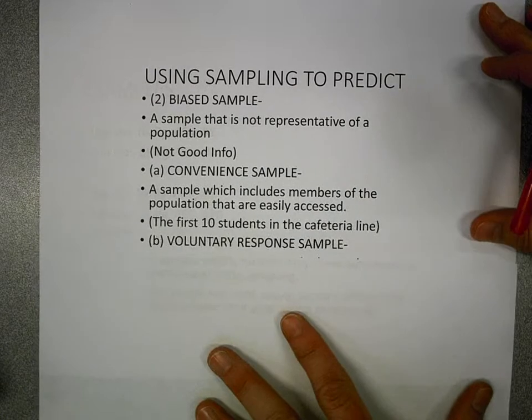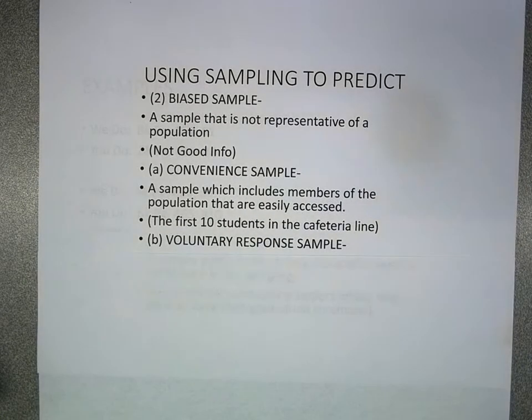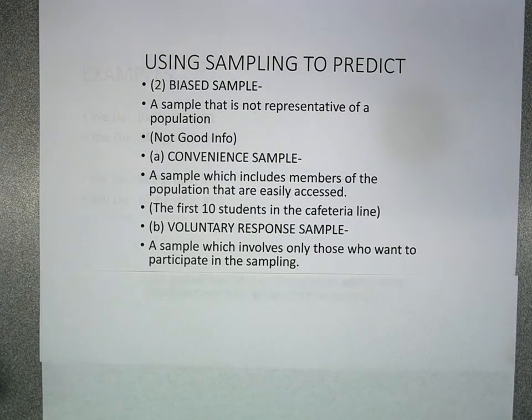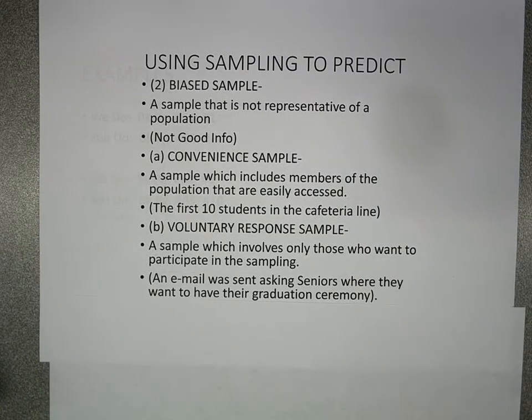The next one, a voluntary response sample. Everyone, voluntary response sample. All right. This is a sample which involves only those who want to participate in the sampling. You're not getting everyone's. You just say, hey, if you want to, give me feedback, please do so. So I had that one up there. An email was sent asking seniors where they want to have their graduation ceremony.